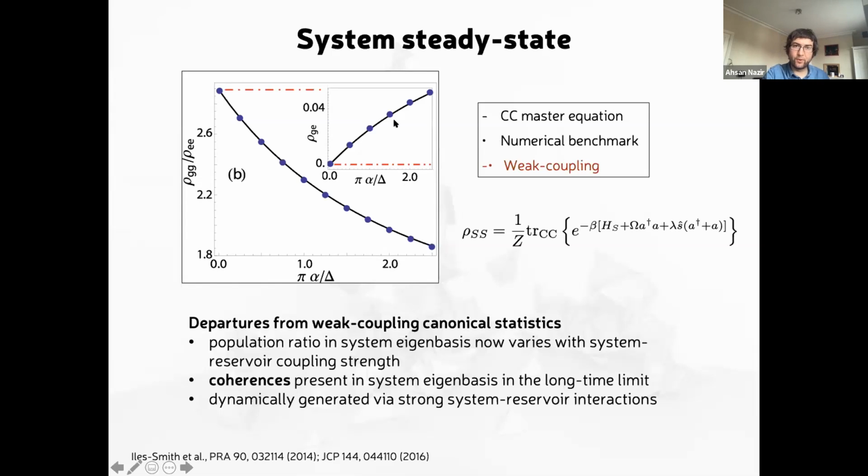And as before, we benchmark the collective coordinate master equation against the hierarchical equations of motion that we propagate out to long time. And we see that the two, again, agree very well, even in the long time limit. So these coherences that are present in the system energy eigenbasis in the long time limit are dynamically generated due to the strong system reservoir interactions, taking us away from the system thermal state in the long time limit.